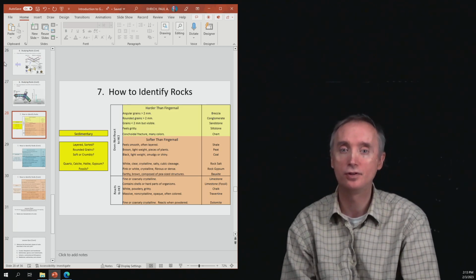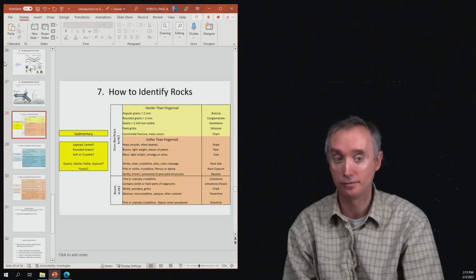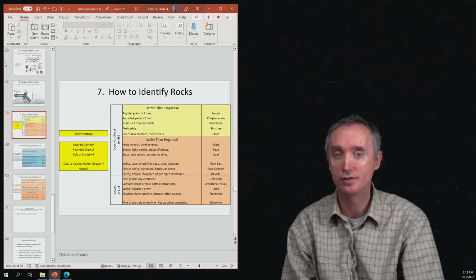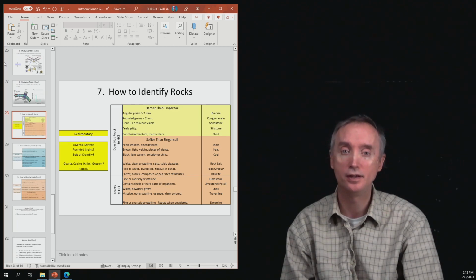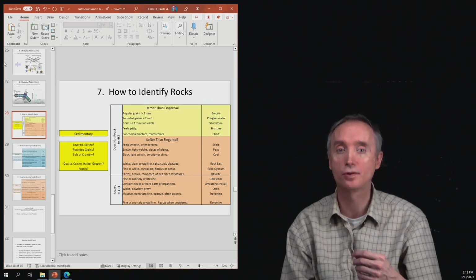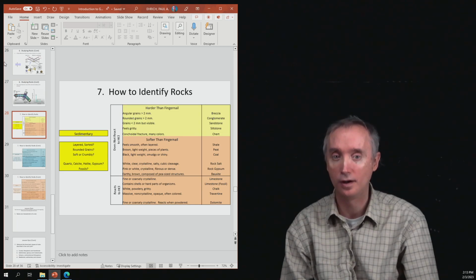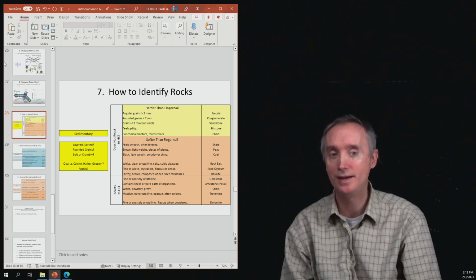Okay, another thing that you could do is you could put acid on it. So if it reacts to acid, it's going to have calcium carbonate in it, and that narrows down what kind of rock it could be. And then the next thing is what's the relative hardness of your sample of rock. And then look for what it's made of. So what are the minerals in that rock? And then that narrows down what kind of sedimentary rock it is.